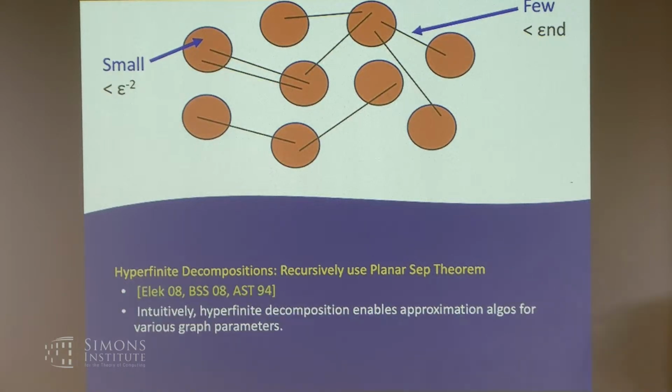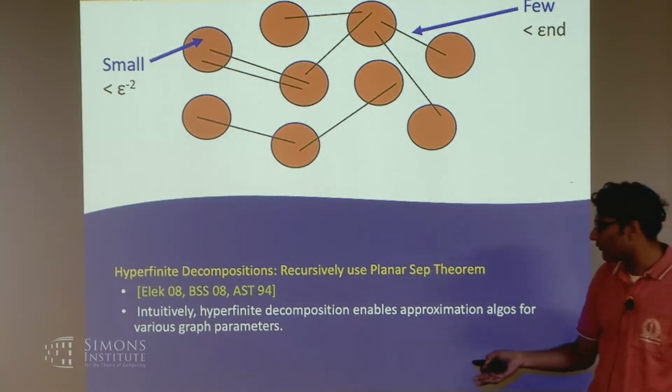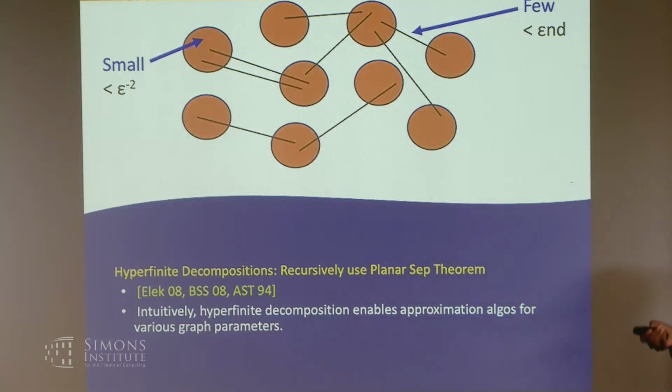So they were already used in several prior works. The most notable one, or the earliest one that I know of, is the work by Alon, Seymour, and Thomas from '94. And the reason hyperfinite decomposition should be interesting to this crowd is because, if I give you a pre-processed hyperfinite decomposition, you can now do the following tasks. You can estimate a whole bunch of interesting graph parameters fairly quickly in constant time. So here is how you would do it, for instance.